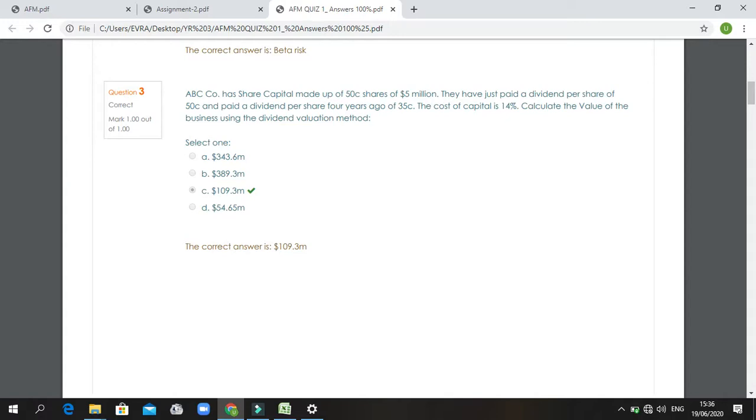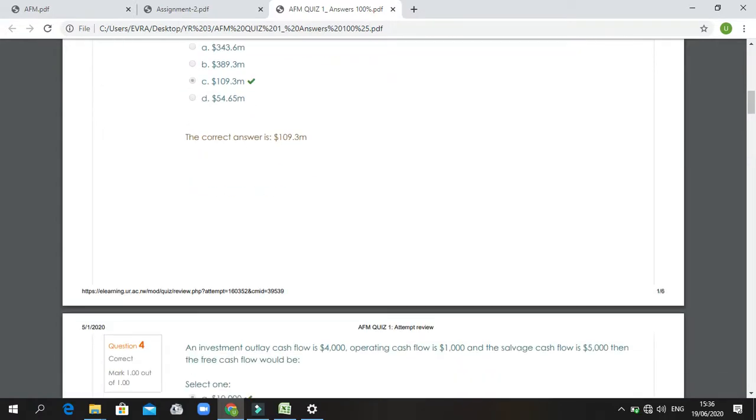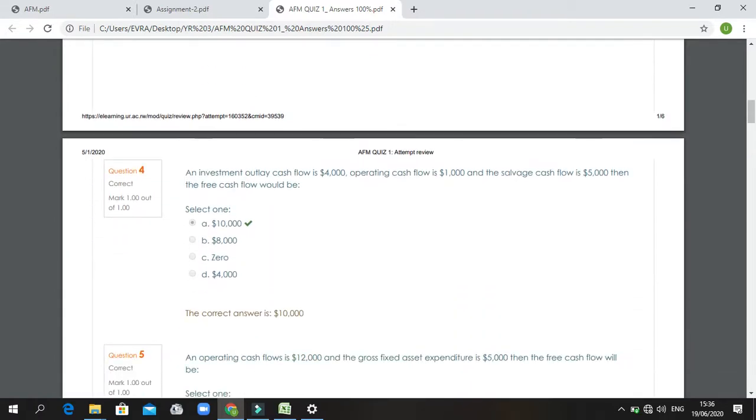Let's continue with question 4, where they give you that an investment outlay cash flow is 4 million, operating cash flow is 1,000, and salvage cash flow is 5,000. Then free cash flow would be 10,000. As you know, free cash flow equals revenue minus cost minus investment. That's why it is equal to 10,000.